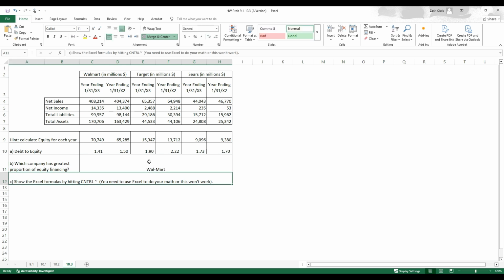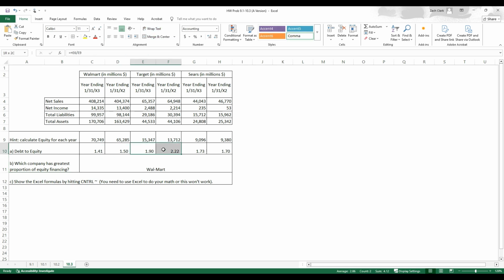Alternatively, if the question asks which company has the greatest proportion of debt financing, then you would say that's Target. Target has the highest debt to equity ratio. And typically speaking, you want to have as low debt as possible, generally. Keep your interest expense down, all that kind of stuff, whether it's for you personally or from a business perspective. There are different strategic reasons to use debt, not that it should never be used, in a business context or a personal context as well. But in general, you would like to have a higher level of equity.